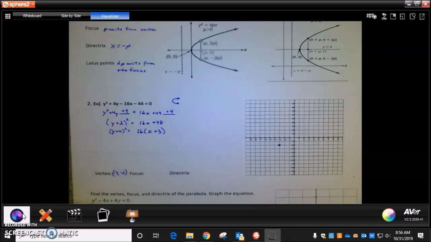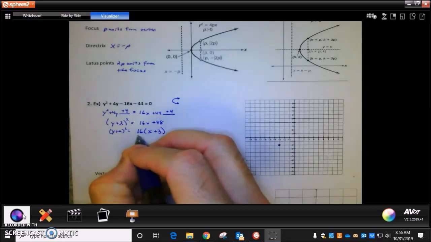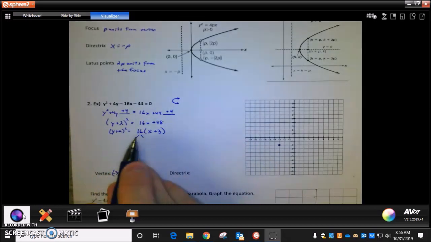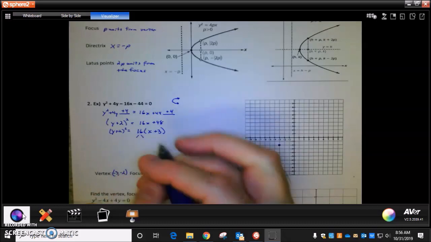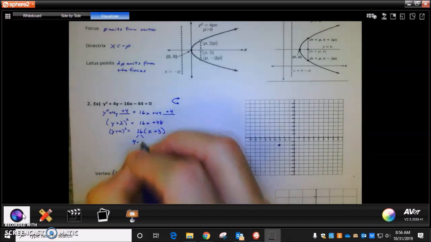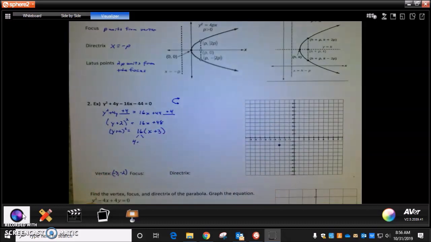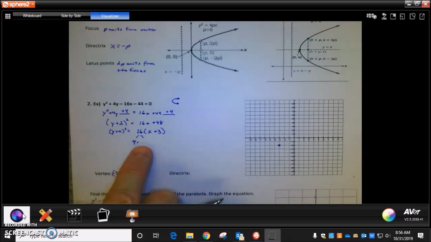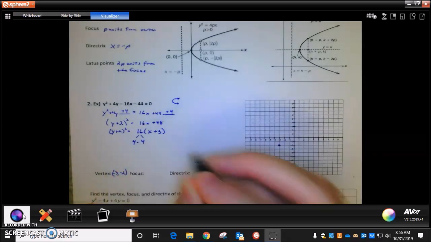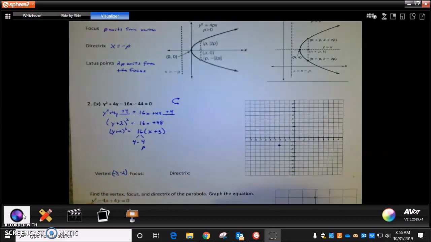And now I need to start moving. I need to find my focus, my lattice points, all that stuff. That's going to come from this. We always rewrite this number as 4 times something. Always. Doesn't matter what that number is. It's always 4 times something. In this case, it's 4 times 4. That's our p-value.